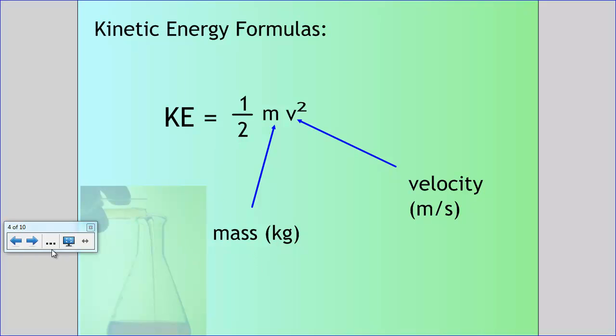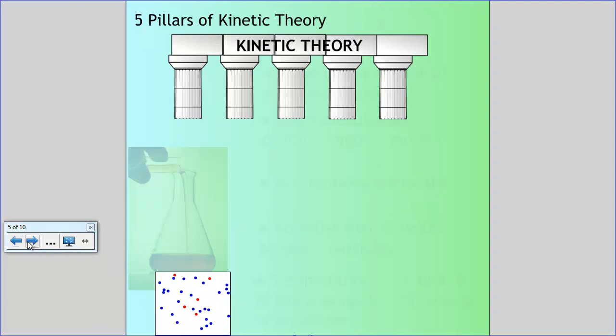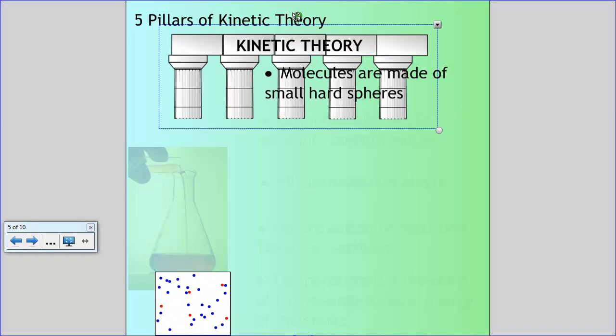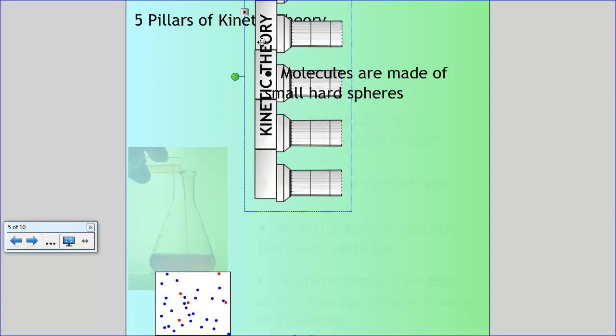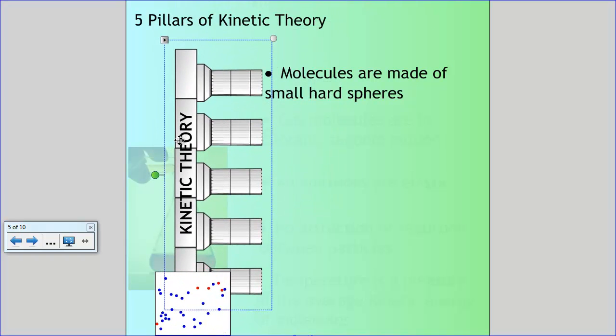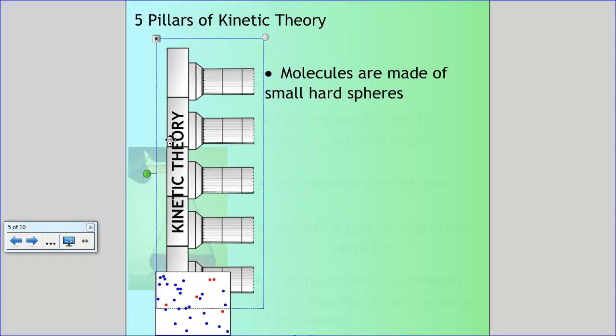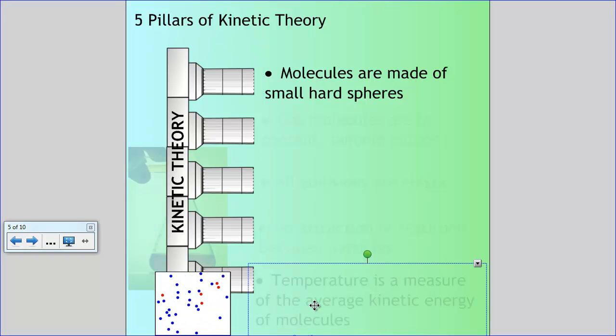Now, we're not going to very often actually plug stuff into that formula, maybe once or twice in the semester, but you need to know what the formula is, just in case it pops up at some point. So basically, there are 5 points, or 5 pillars, of kinetic theory. Kinetic theory is held up by these 5 ideas. What's really important to realize about these 5 ideas is that they don't hold true in all cases. So just keep that in mind as we go through them.